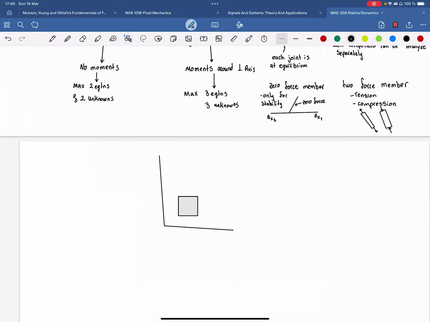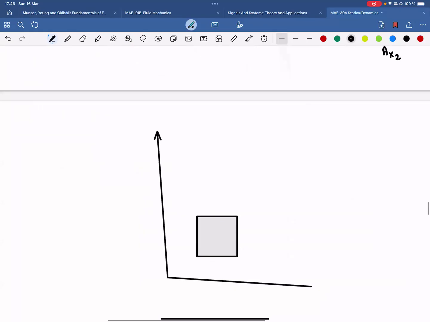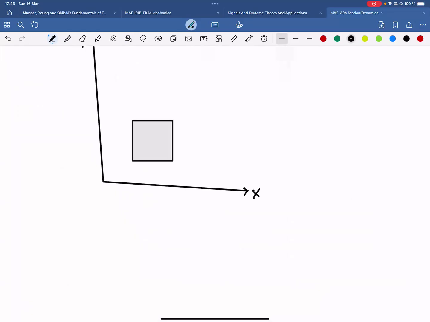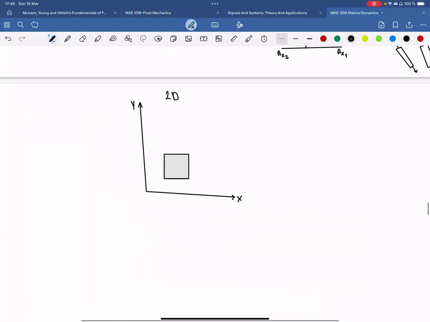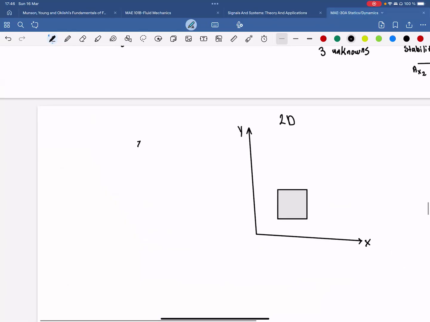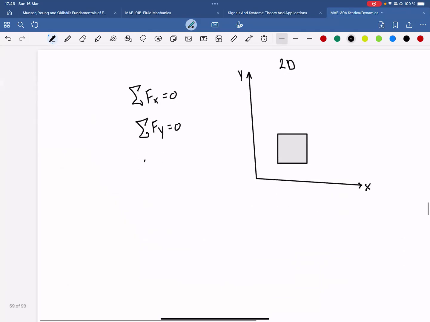So we have a rigid body. And for a rigid body in a 2D problem, we have the y and the x-axis. For the z-axis, it doesn't really matter. The set of equations that we can write for a 2D rigid body will be: the sum of the forces in the x direction is equal to 0, the sum of the forces in the y direction is equal to 0, and the sum of the moments around a given point on the body is also equal to 0.